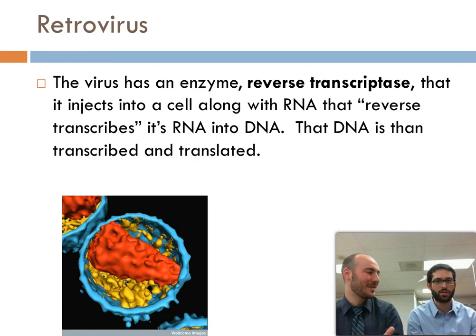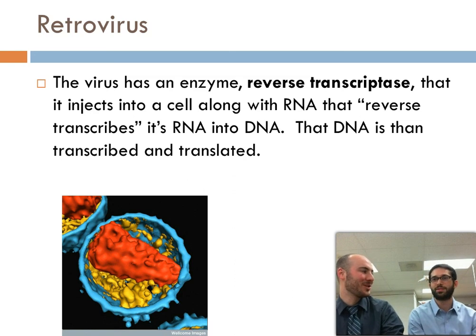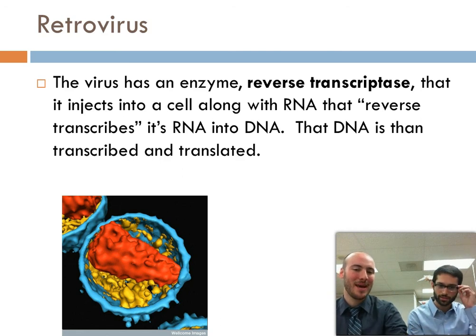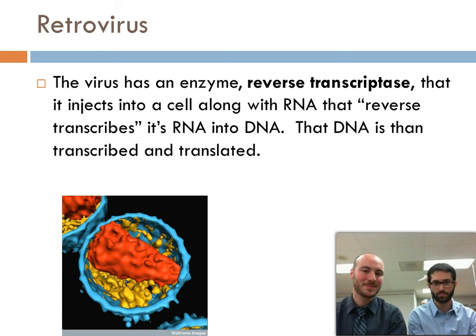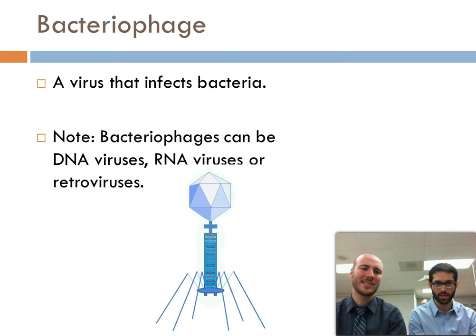I don't know if you remember this. Transcription is when you go from DNA to RNA. So reversing transcription would be going from RNA back to DNA. So it has reverse transcriptase. It makes DNA from that RNA, and then it has lots of copies of DNA to use within the cell it infected to transcribe and translate more virus parts.